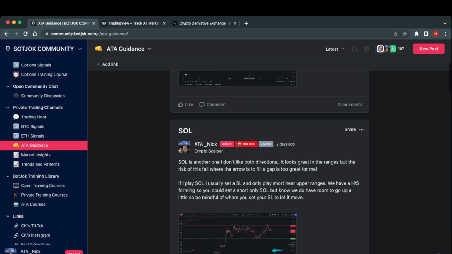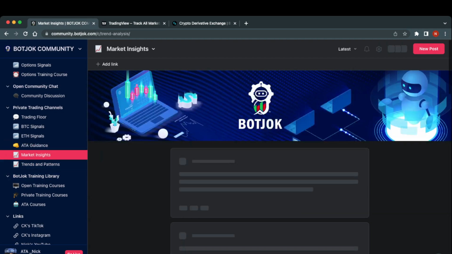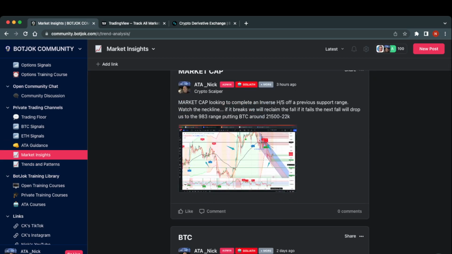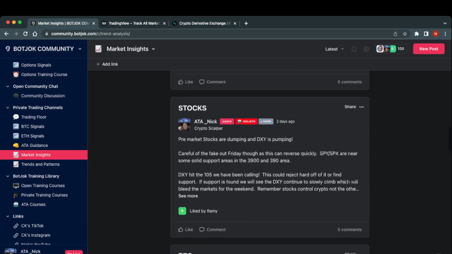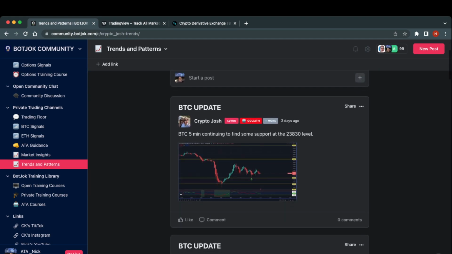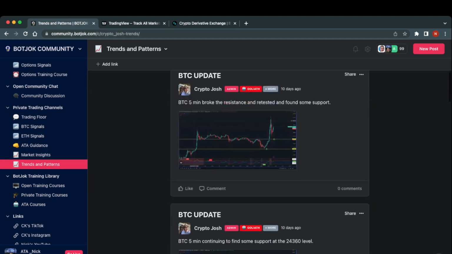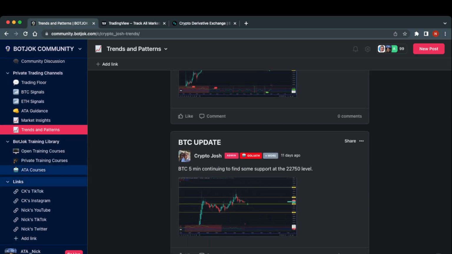Our ATA guidance is where we will put out guidance as far as directional trading that we are doing on our ATA, as well as some of the ATA setups that I am doing. Market Insight will talk about the overall market, whether it's market cap, BTC, Ethereum, stocks, etc. Trends and patterns will talk about where the trend is going and what are some potential patterns, bullish or bearish, that are starting to form.